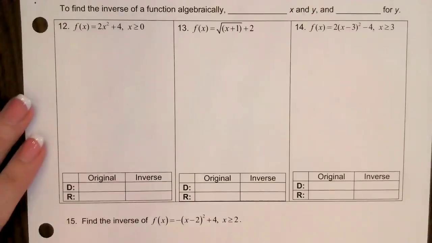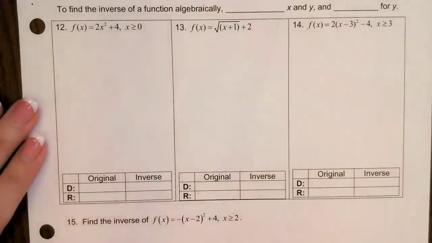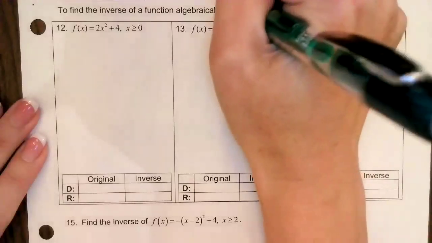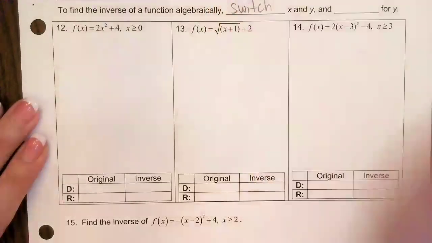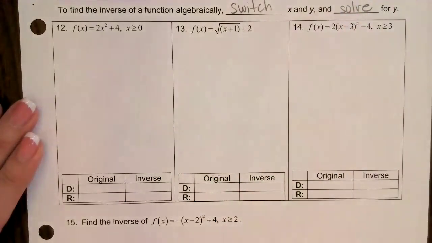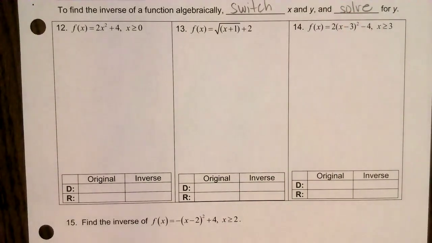And then I'll give you a shot at trying some. So right here, we've got f of x equals 2x squared plus 4. And we want to focus on writing this equation. So to find the inverse of a function algebraically, we switch x and y, and we solve for y. So remember, inverse, switch that x and y.